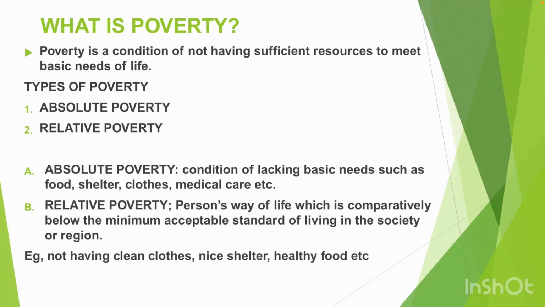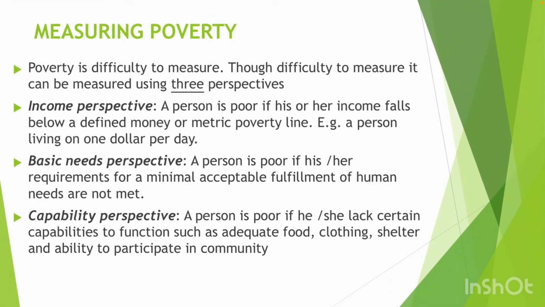Having known the two types of poverty, let us now talk about measuring poverty. How can we measure poverty? First of all, poverty is difficult to measure. It's not easy. Though it's difficult, there are 3 perspectives that we can use to measure poverty. The first one is income perspective. We are trying to see whether this person is poor or not. 3 things that we can use. So the first one is income perspective.